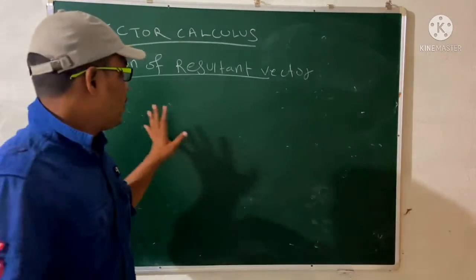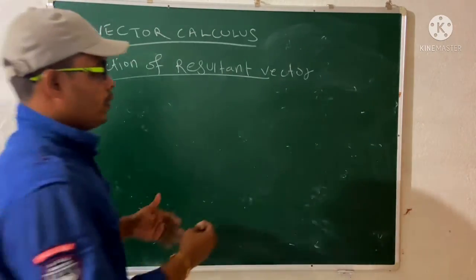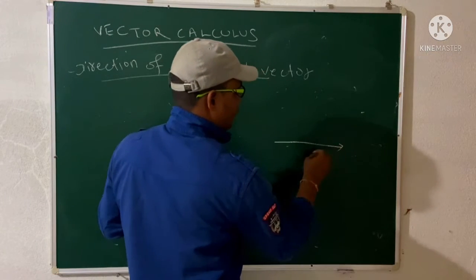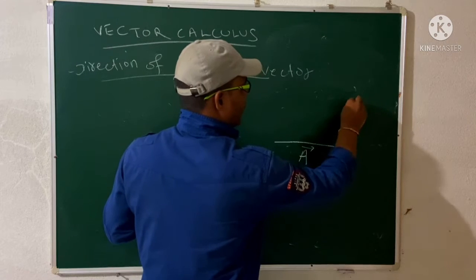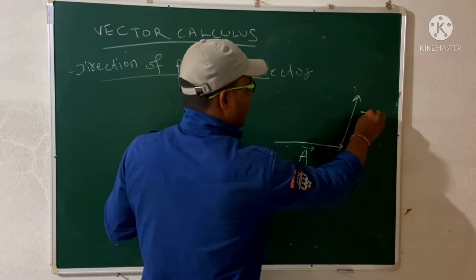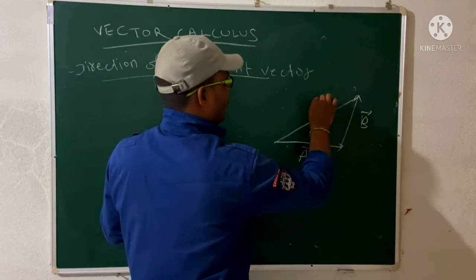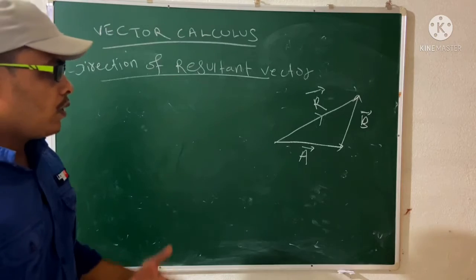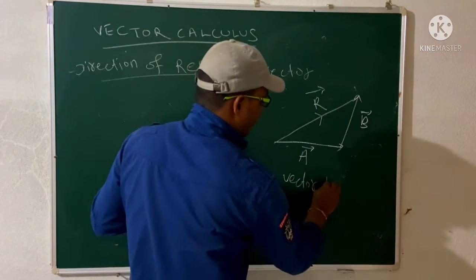Okay, so we will find the direction of the resultant vector. One more thing I am telling you, try to remember this: we have two vectors, that is the A vector and the B vector, and another vector is your resultant vector, the R vector. So this is the vector triangle. We can also call it the vector triangle.